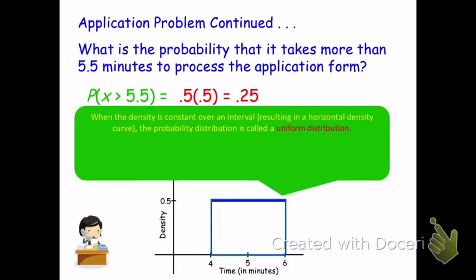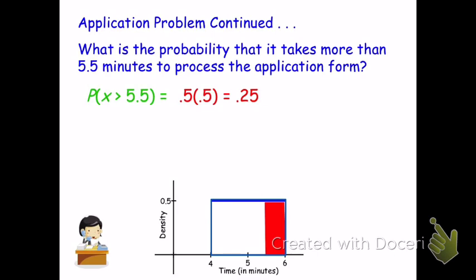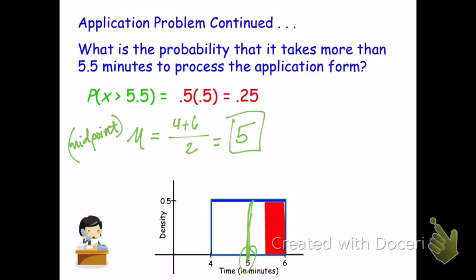When the density is constant over an interval, the probability is called a uniform distribution. One thing I do want to do, because it doesn't show it in the PowerPoint, is calculate the mean and the standard deviation. So the mean is just the average, so a plus b over 2. You can write all this out if you want, but it's just your middle point. So it's always your midpoint. So 5 minutes is my mean.